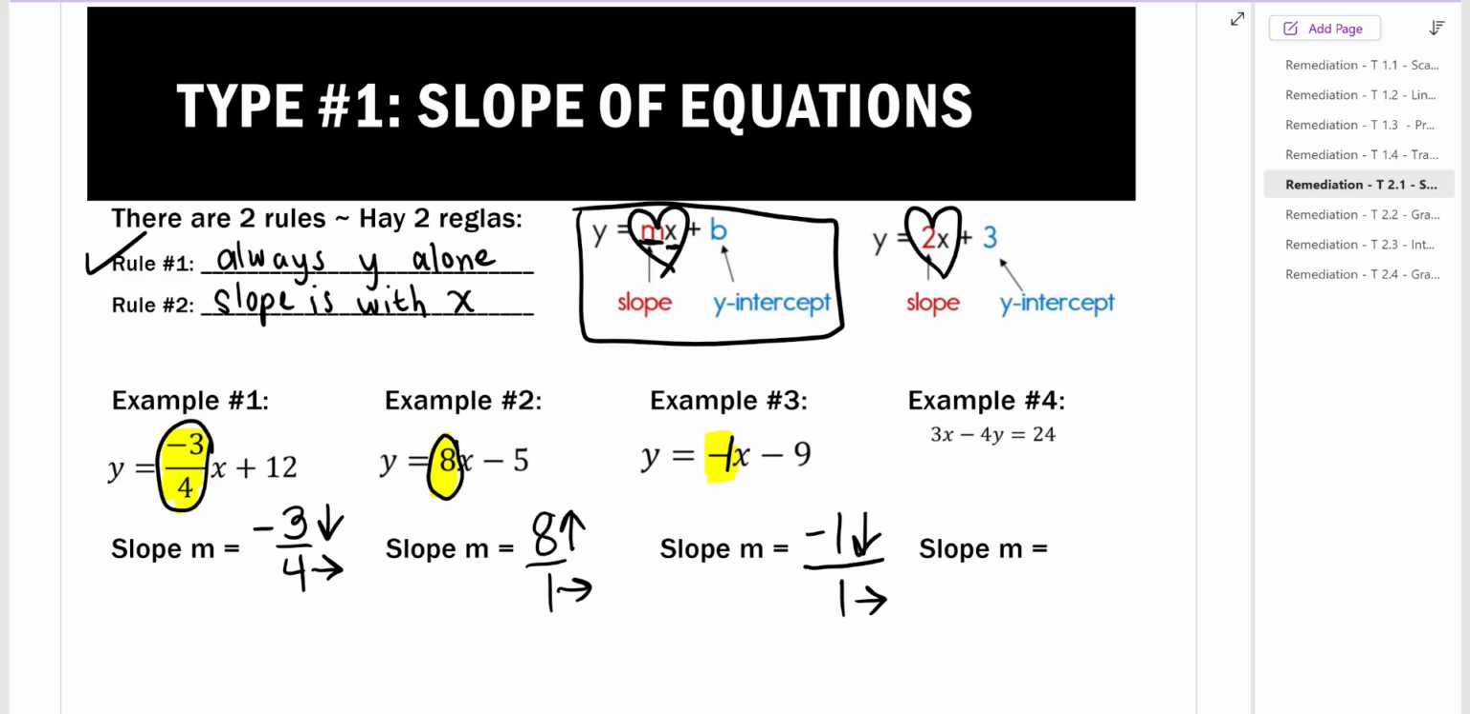All right, this last example is different because it does not have y alone. So ejemplo número 4 es diferente porque no tiene y sola, y esta es una regla, okay? So that means that we need to solve the equation. We need to isolate y. So eso significa porque la y no está sola, no podemos identificar slope. So necesitamos resolver el problema primero, aislar la y después tú puedes identificar.